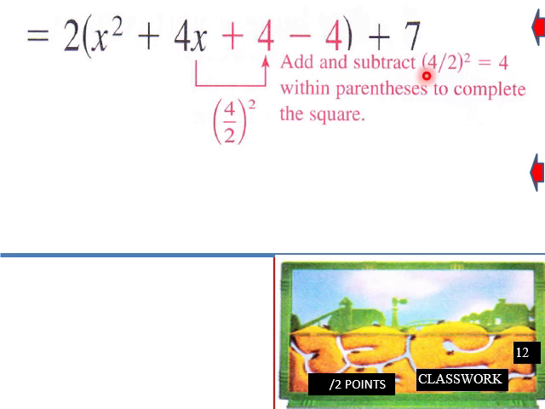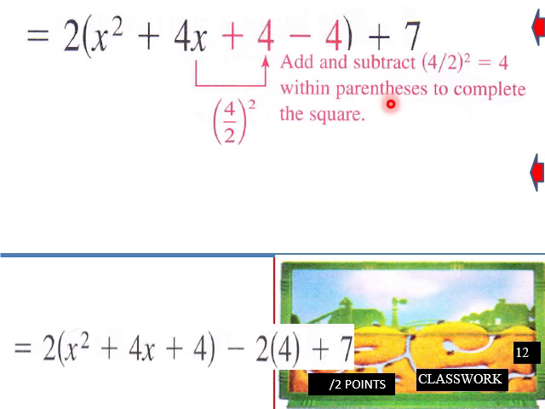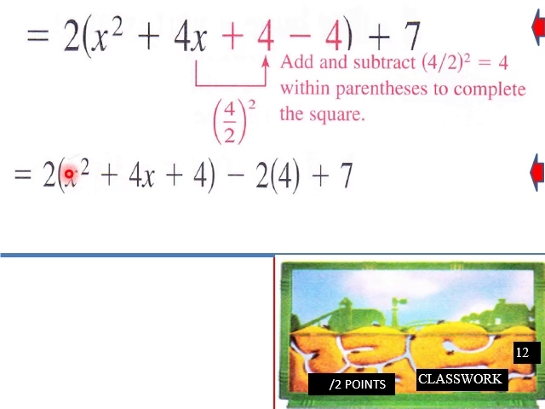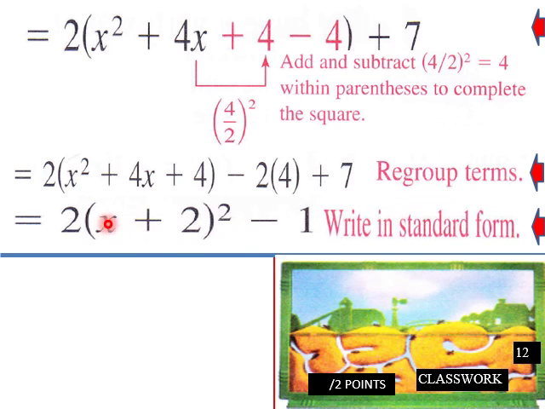Now we need to add and subtract 4 over 2 squared, which is 4. We add that inside of our parentheses there. Within parentheses, complete the square. So we have 2 times x squared plus 4x plus 4. And then 2 times a negative 4, remove this out of the parentheses here, plus 7. Regroup our terms, and then we continue to write our vertex form. 2 times x plus 2 squared minus 1. Right. Okay, so on to slide number 8.